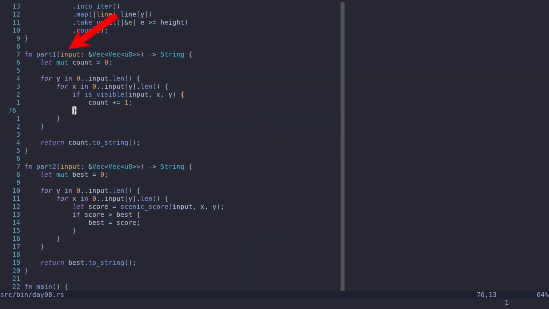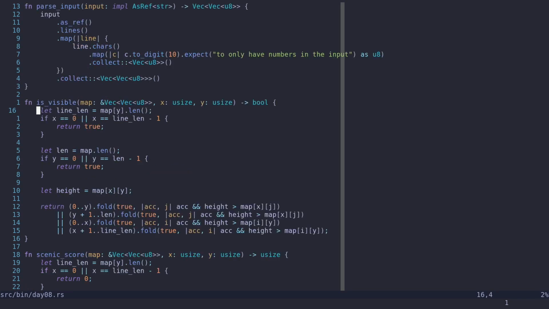Then for the first part, I have iterated through all the spots, and if that spot was visible, then I increased the counter. So as explained in the problem statement, I have considered visible all the trees on the edges. So when x is 0 or it's equal to the line length, or when y is 0 or it's equal to the line length. Then I iterated in all four directions from the current position, and I used a fold to decide whether the given direction would make the tree visible.